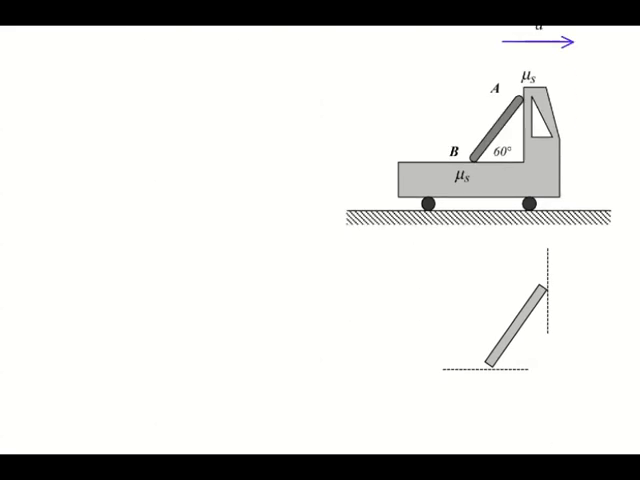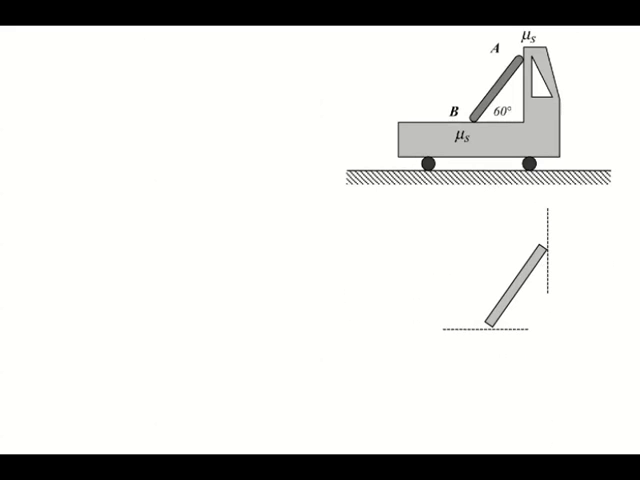Okay, so let's start out then with our usual procedure here of FBD. What forces are acting on the bar? Normal reaction force at NA, normal reaction force at NB, weight force of mg. Let's talk about the friction.